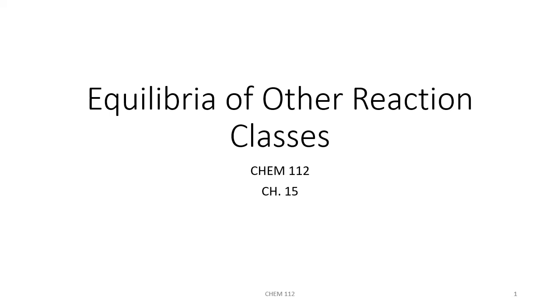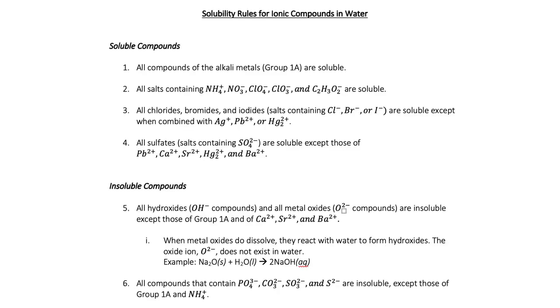Chapter 15 will primarily focus on equilibria of slightly soluble salts. You might remember in General Chemistry 1, we learned some basic solubility rules for ionic compounds in water. Typically soluble compounds were alkali metals of group 1A, salts that contained the ammonium ion, nitrate ion, perchlorate, chlorate, or acetate. Chlorides, bromides, and iodides are typically soluble unless they were with silver, lead 2+, or mercury. And sulfates were soluble except with lead, calcium, strontium, mercury, and barium.